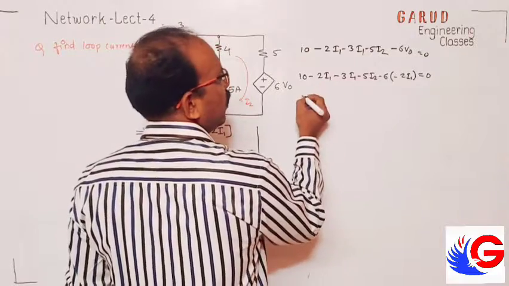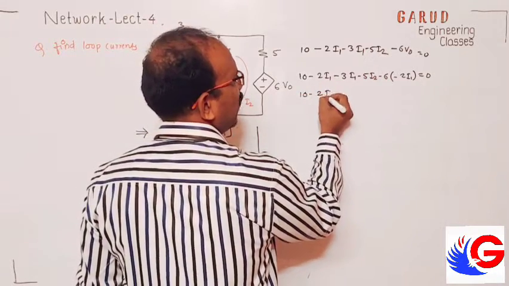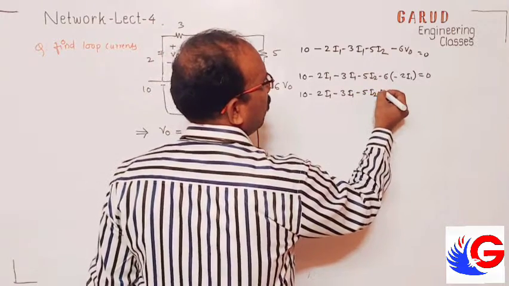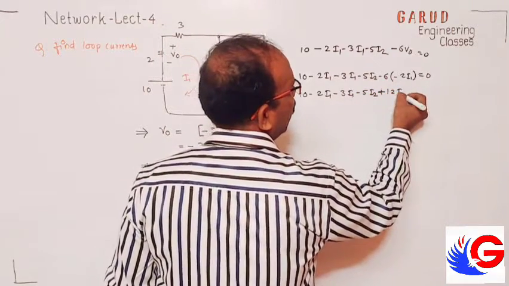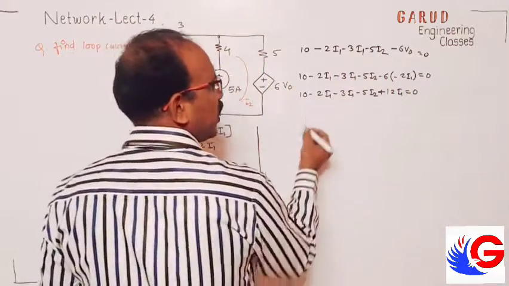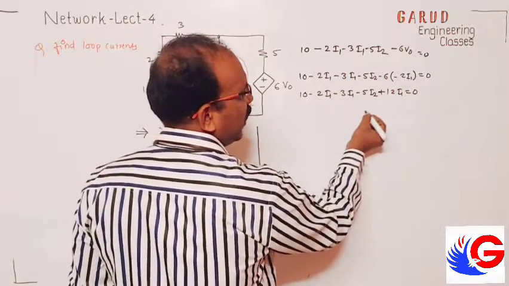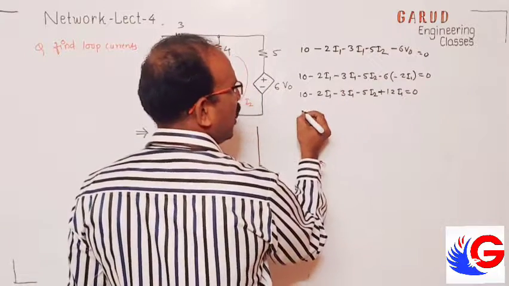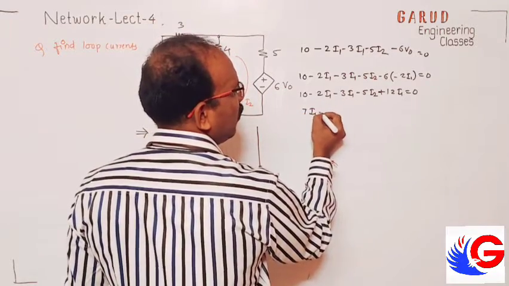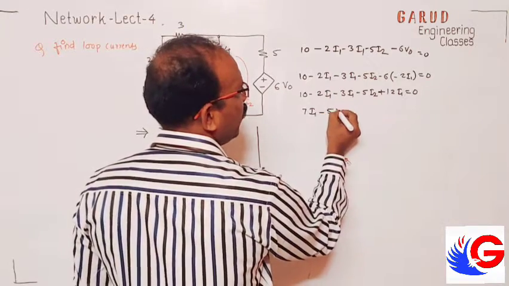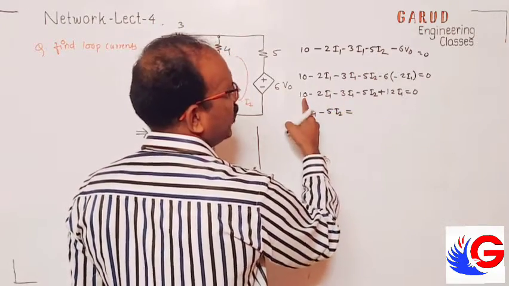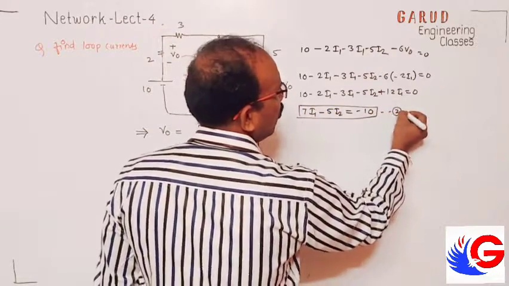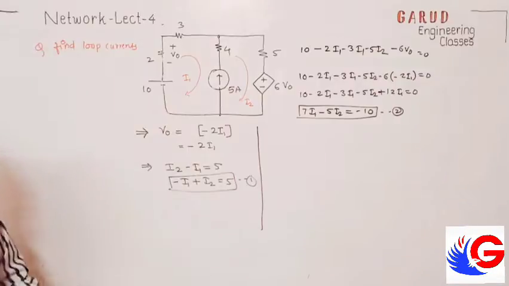So, 10 minus 2I1 minus 3I1 minus 5I2 plus 12I1 equals 0. How many I1? 2, 3, 5, this is minus 5, correct? This is 12. So 7I1 minus 5I2 equals minus 10. This will be your equation 2. So this is equation 1 and equation 2.